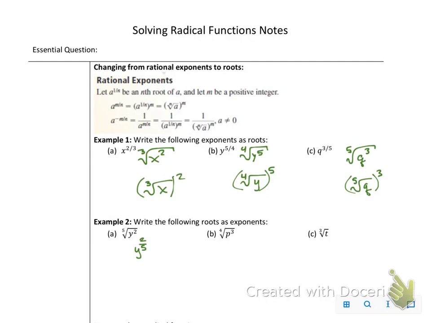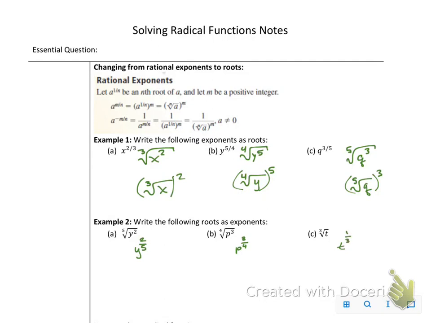For B, we have p to the 3/4. So remember, if it wasn't a root, you wouldn't need a denominator. Okay, now look at C. What's the exponent on the inside for C? Well, it's 1. So this would be t to the 1/3 because that's our root.